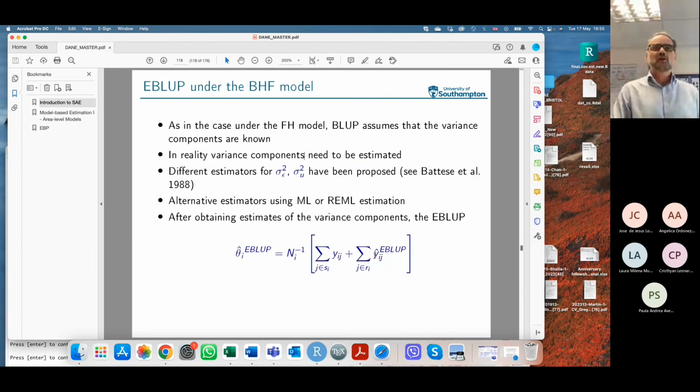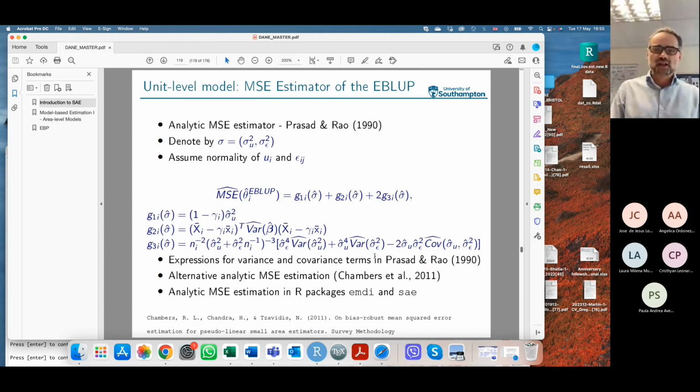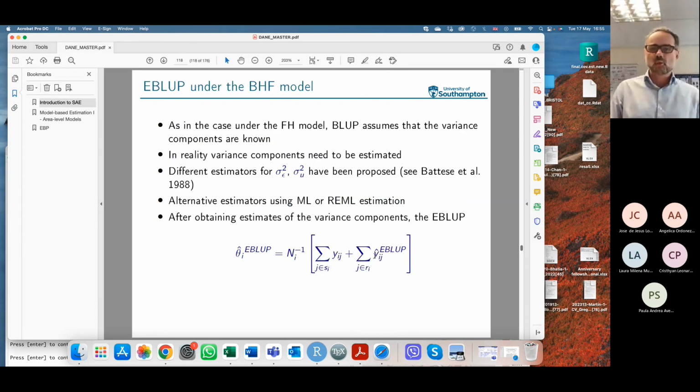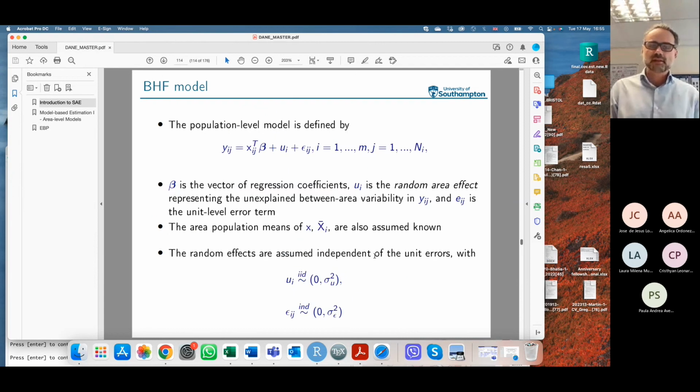Okay, so I think it's a good time to stop here because I don't want to start talking about mean squared error and bootstraps and so on. What I have effectively started doing today is defining models that can be used with unit level data, where unit level data is available, and I believe that's the case in DANE. For this first part, we use a simple model in order to estimate a two-level model in order to estimate small area means.